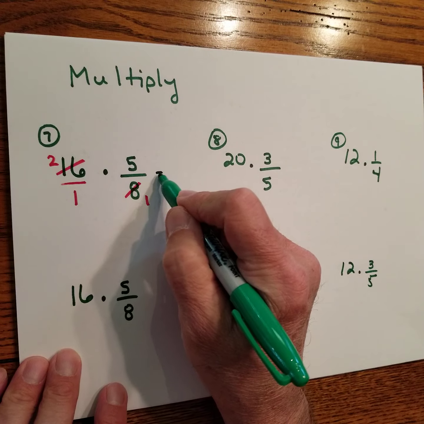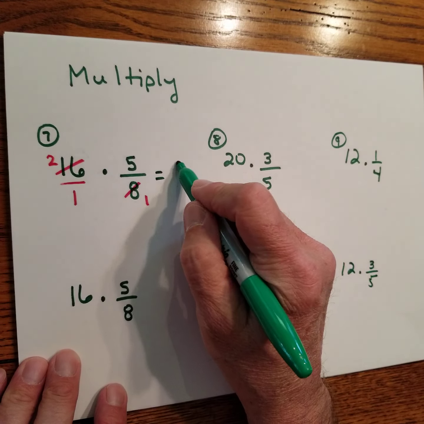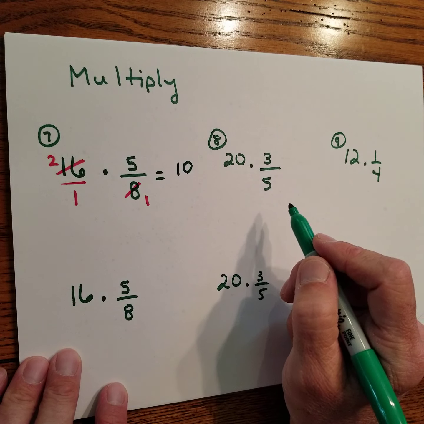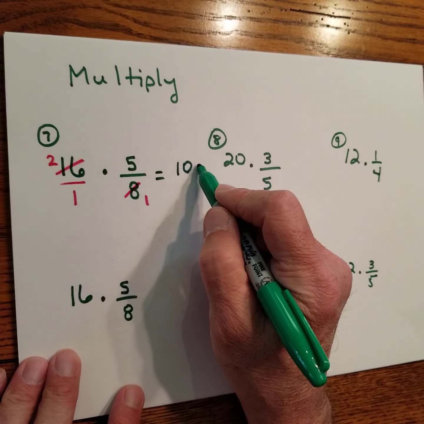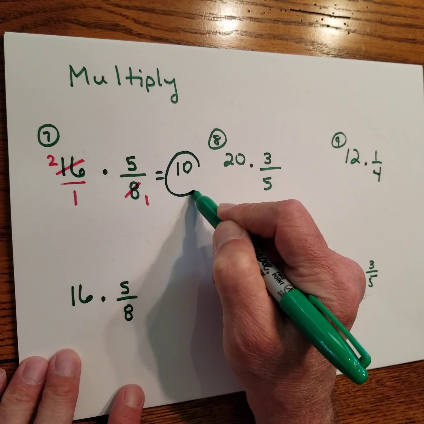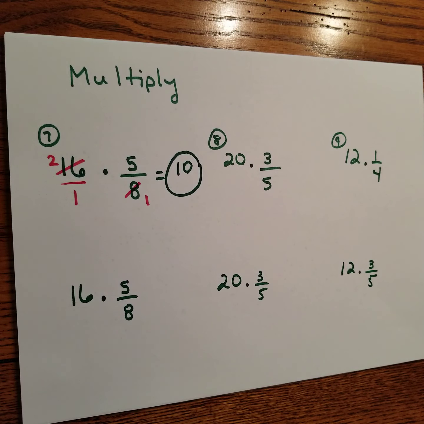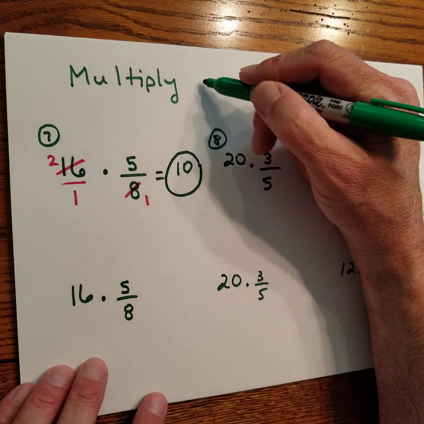Now multiply the numerators. 2 times 5, that's 10. And the denominators. 1 times 1, which is 1. But when your denominator is 1, you don't even have to write it. Your answer is 10 over 1, which is just 10. Let's try number 8.